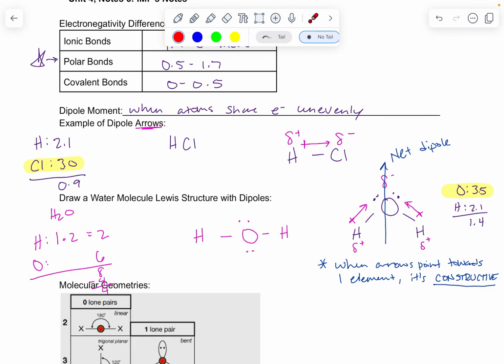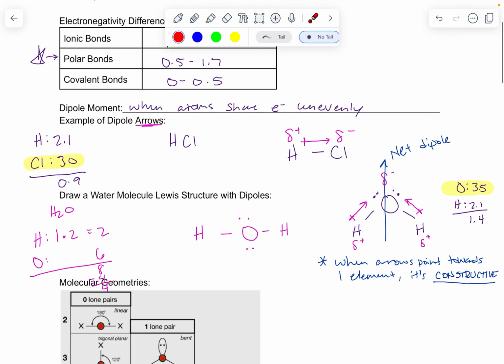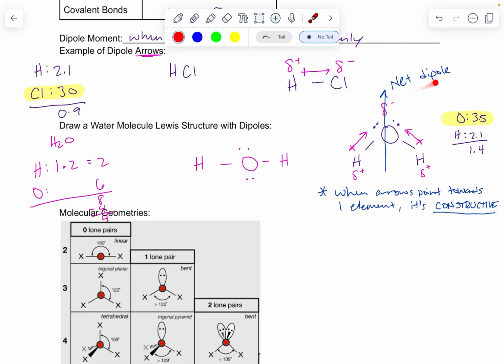But the thing is, polarity can exist in a bond, but it can also exist in an entire molecule. So an entire molecule can be labeled as polar or nonpolar, just like a bond can be labeled as polar or nonpolar. So if we have a net dipole like we do with H2O, that means that this entire molecule of water is polar. Okay? It has a charge on one end and a charge on the other. In this case, it's negative up here and positive down here.